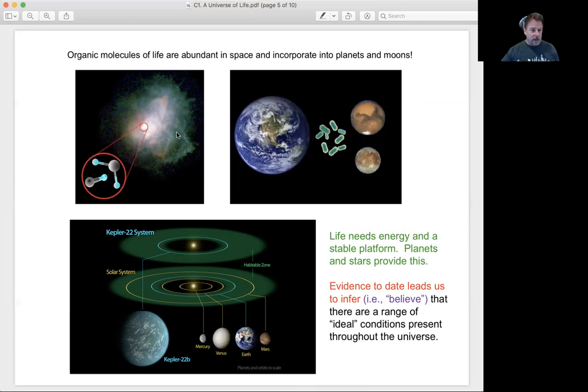So in these gas clouds in space, there is biochemistry going on. I guess I shouldn't call it bio. There is organic chemistry going on. Let me correct myself.